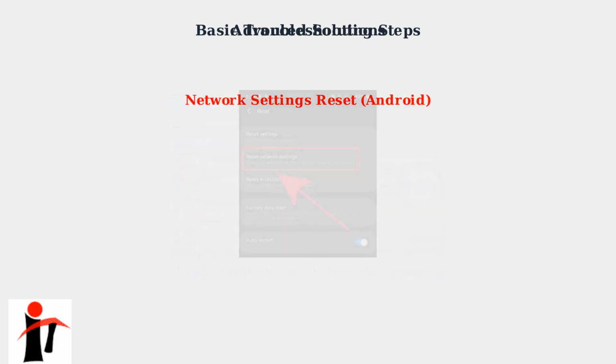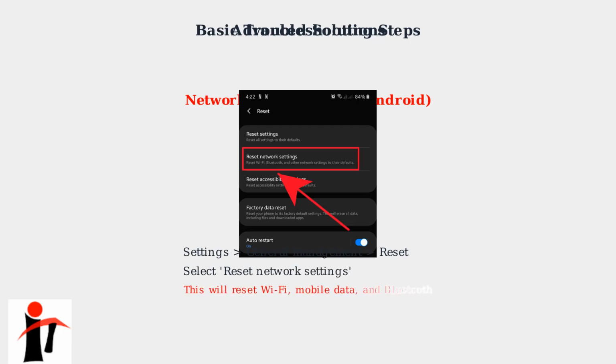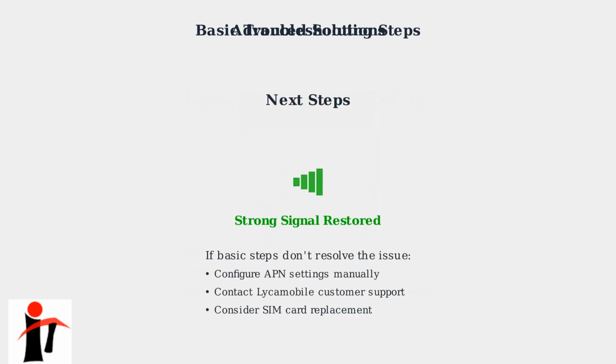Android users may need to reset network settings if problems persist. Go to Settings, then General Management, then Reset, and select Reset Network Settings. Note that this will reset all Wi-Fi passwords, mobile data settings, and Bluetooth pairings, so you'll need to reconfigure these afterward. These basic troubleshooting steps resolve most Lycamobile network issues.